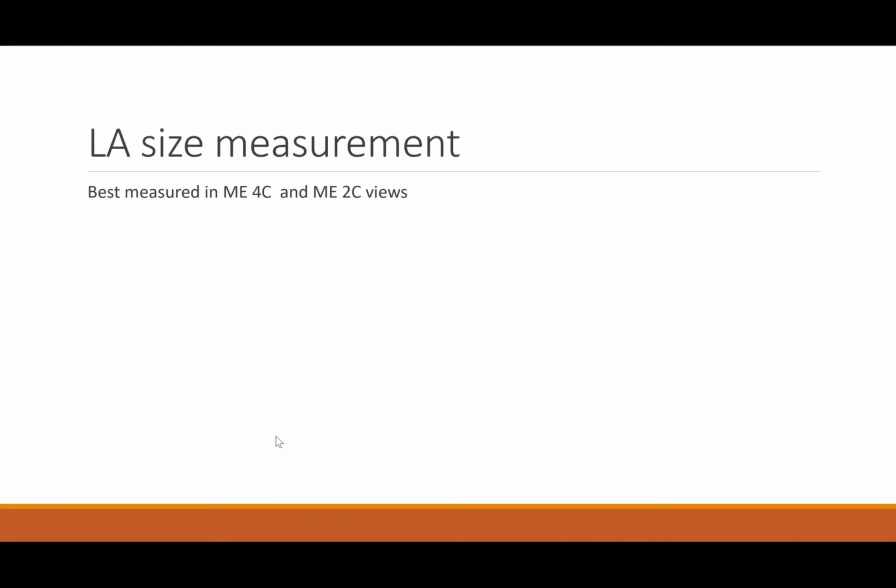Another measurement which we take into consideration for diastolic dysfunction is LA size measurement. That is best measured in either the mid-esophageal 4-chamber or mid-esophageal 2-chamber views. These are the basic measurements we require and the normal waveforms we see in assessing diastolic dysfunction. Only if we understand these waveforms will we be able to interpret the further diastolic dysfunction algorithms.